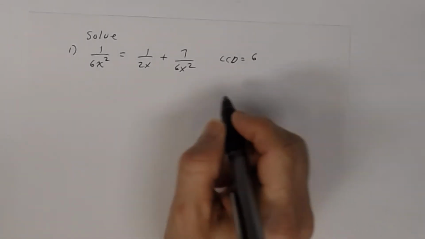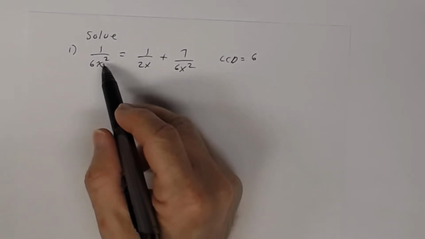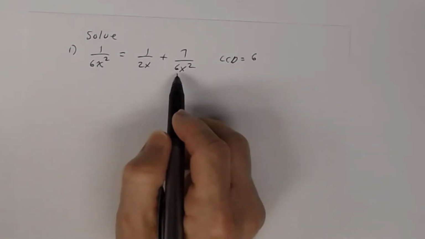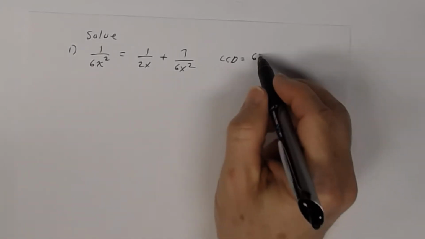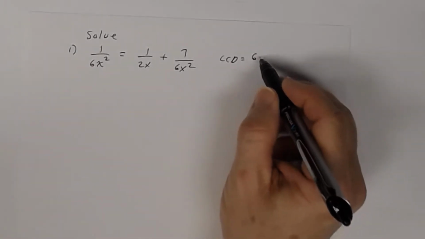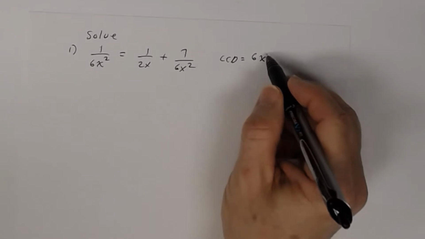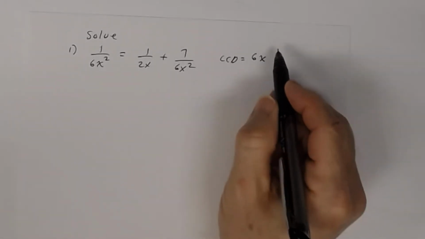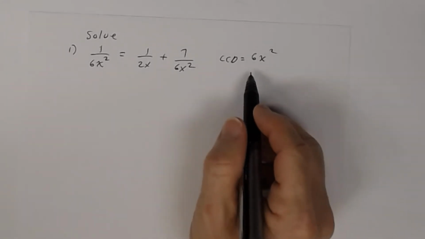So the least common multiple of 6, 2, and 6 is 6. And then in terms of the variable factors, I have two factors of x, one factor of x, and two factors of x. So my least common denominator must include the largest number of factors of x in a denominator. So that would be 2 factors of x. So I found the least common denominator.